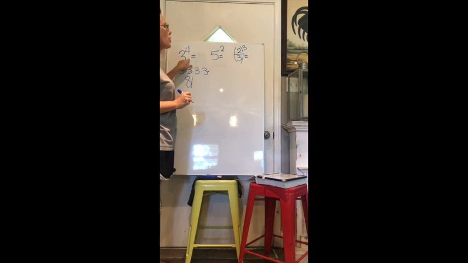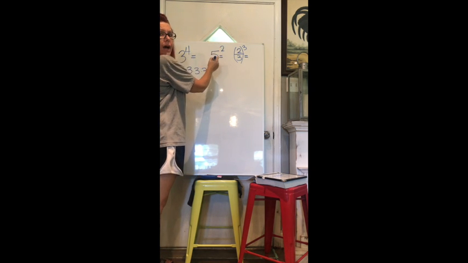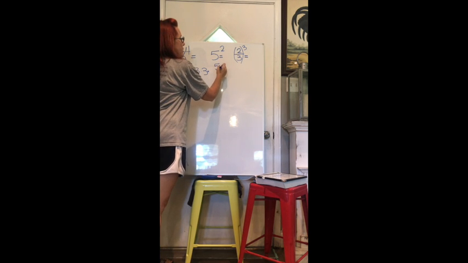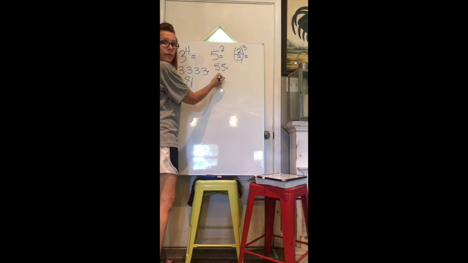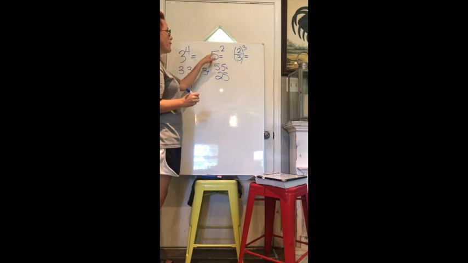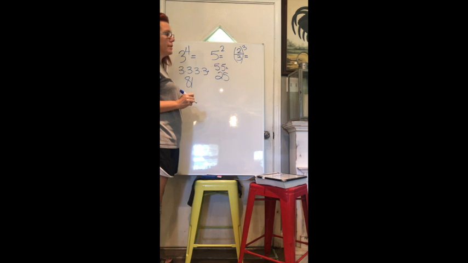Now you want to make sure that you don't get confused and just multiply 3 times 4, because if you did that, you'd get 12, and that wouldn't be right. Okay? Now, 5 squared, or 5 to the 2nd power, is 5 times 5. So we know that 5 times 5 is 25. So 5 squared is 25.